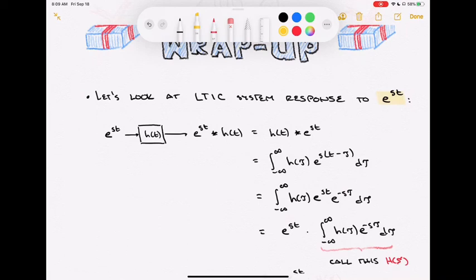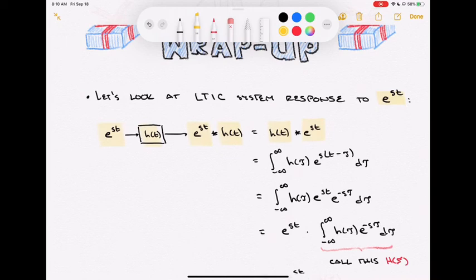So if we apply that e to the st input into our system that has some impulse response h of t, we know that as long as that system was linear time invariant, the output is just going to be that input e to the st convolved with the unit impulse response. We also know that convolution, from the properties we talked about last time, is not affected by interchanging the order of the convolution, so I can do that as h of t convolved with e to the st. And then I'm going to write by definition that convolution in its integral form.